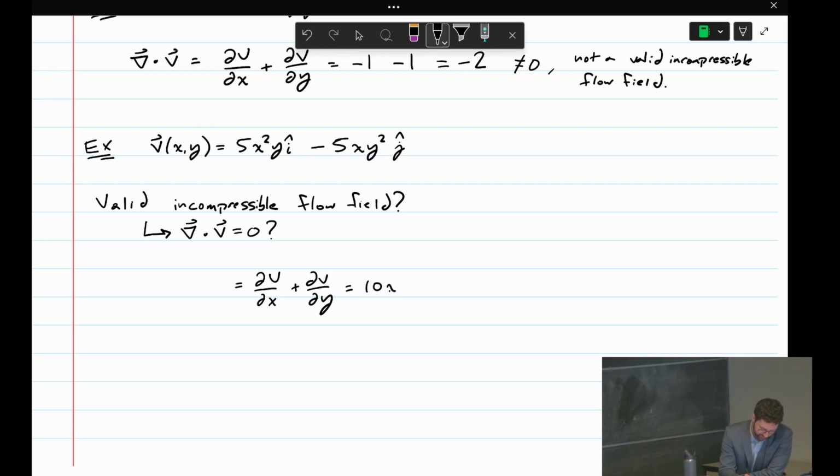10xy. Okay, and what is partial v partial y here? So again, this is v. 10xy minus. So then minus is included in v. So that's equal to 0. So yes, this is valid. In terms of the continuity equation, which is one of the constraints our flow field has to satisfy, we can say this is a valid incompressible flow field.